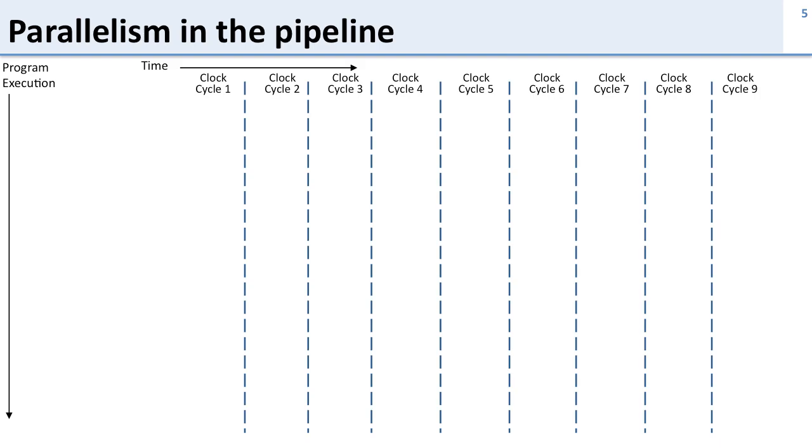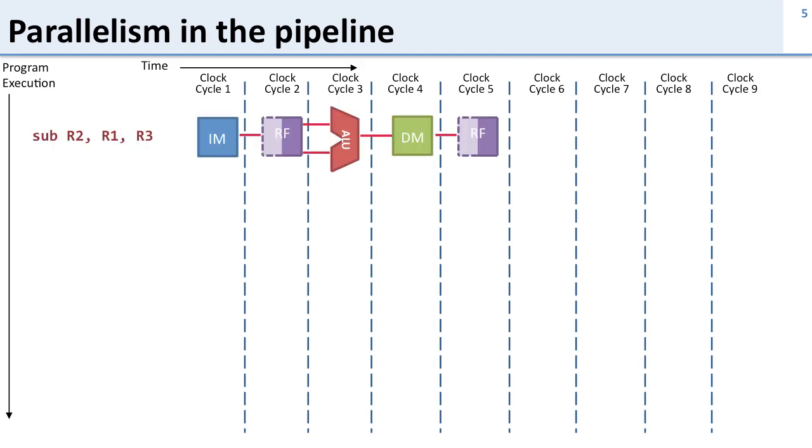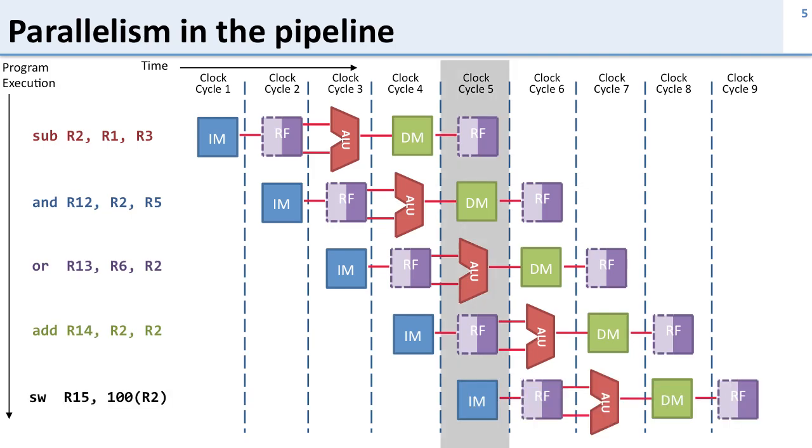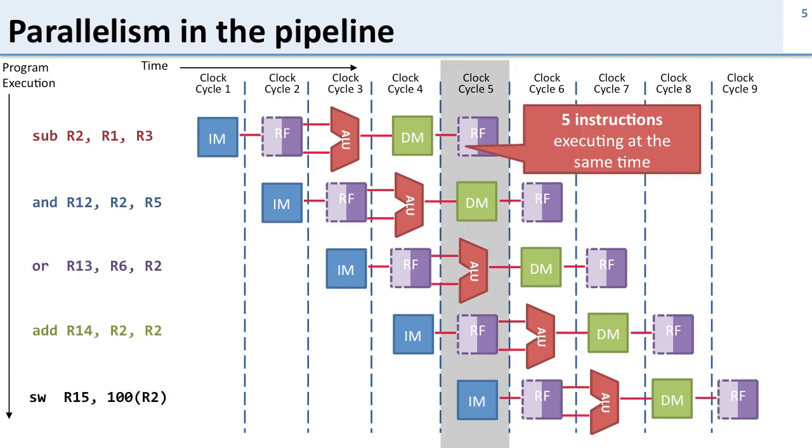How about the pipeline? We've seen this a lot of times so far. In the pipeline, we have one instruction, another, and we keep going, and we fill up our pipeline, and what do we get? Here we have five instructions executing at the same time. So here we have five instructions, all of them executing in parallel, that is at the same time on the processor.